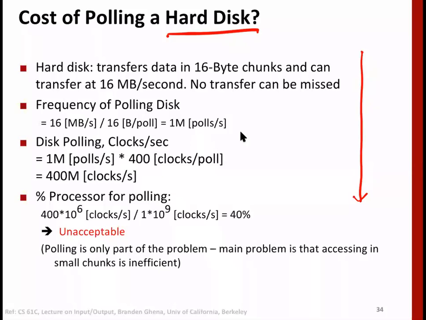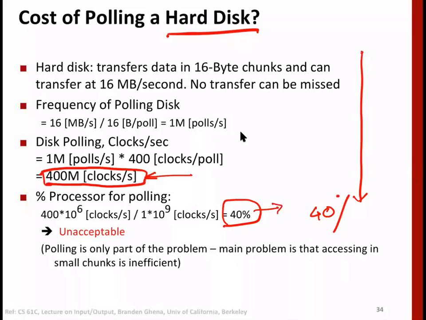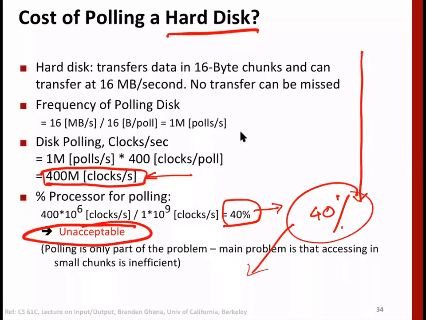So now we'll have to check, almost like 400, basically 400 million clock cycles will be required for polling. And it is almost like 40% of the overall CPU cycles. Maybe next time if we get time we'll read this, but 40% of CPU cycles will be used to check whether the disk is doing IO or not, and this is not really acceptable.